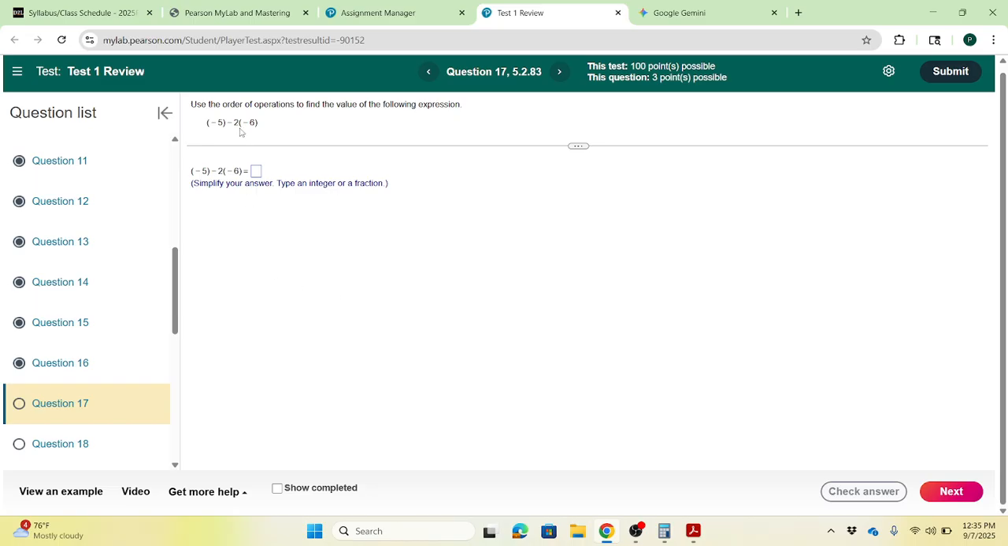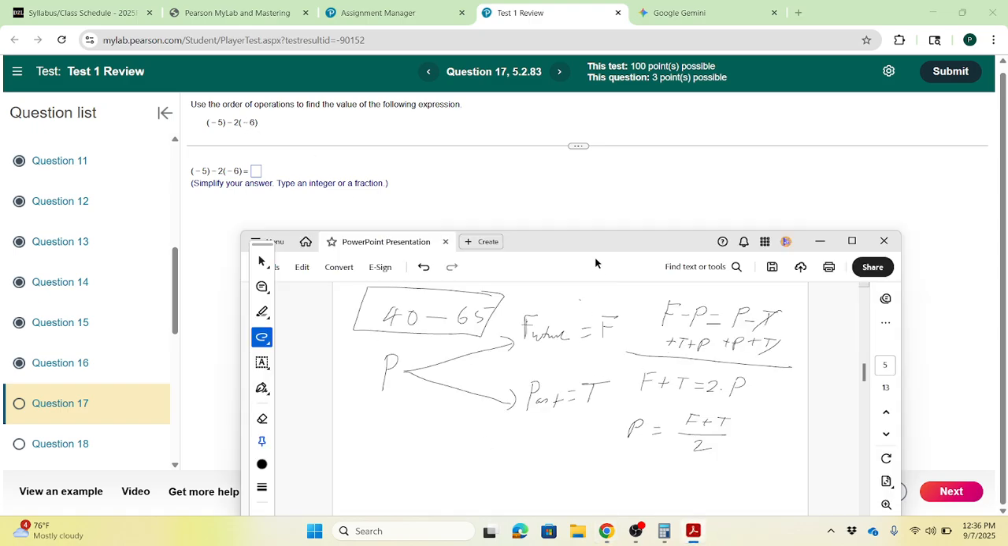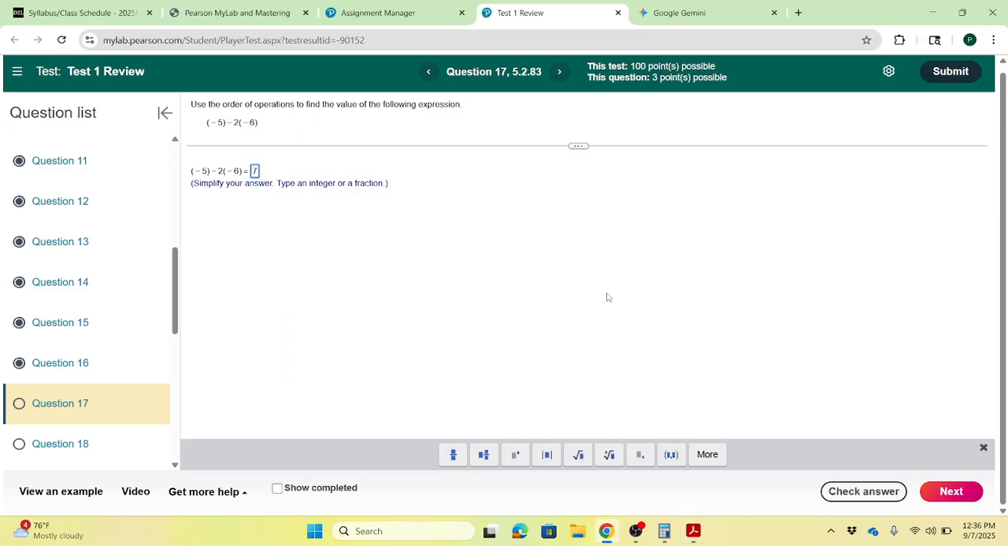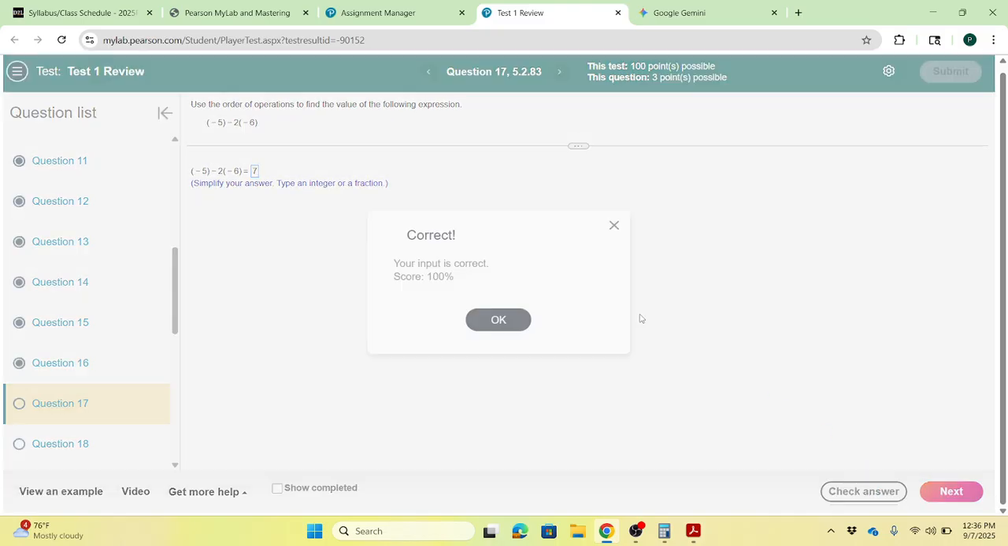Okay, use the order of operation. Here there is a parenthesis and then there is a -2. So do the operation inside the parenthesis. -6 times 2 is -12. So it would be -5. -2 times -6 is +12, and that is +7. So if you use the order of operation, that will be your answer.